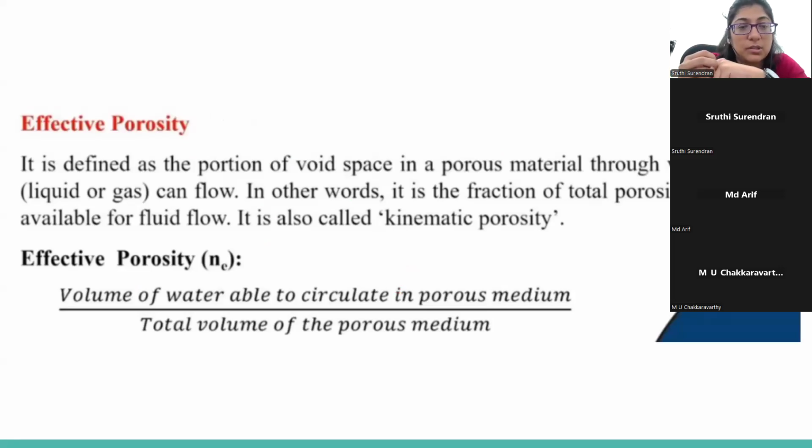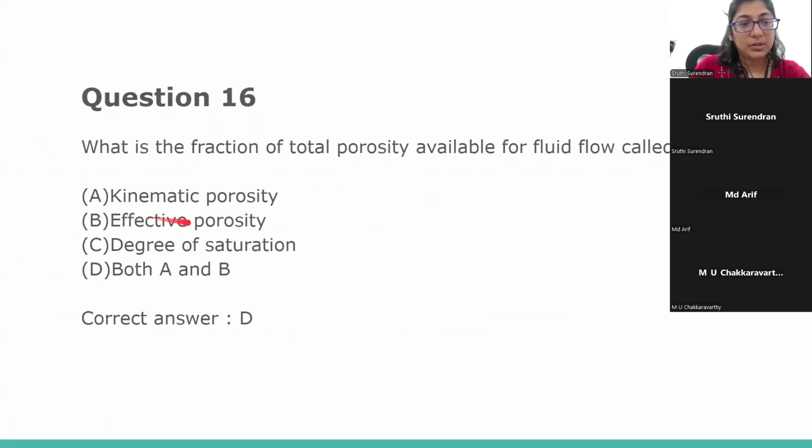So effective porosity will be the ratio of the volume of water that is able to pass through the porous medium to the total volume of the porous medium. So another term for effective porosity is kinematic porosity. So the answer for this would be both A and B, which is option D.